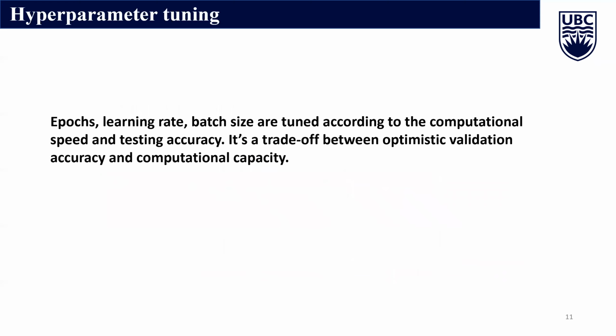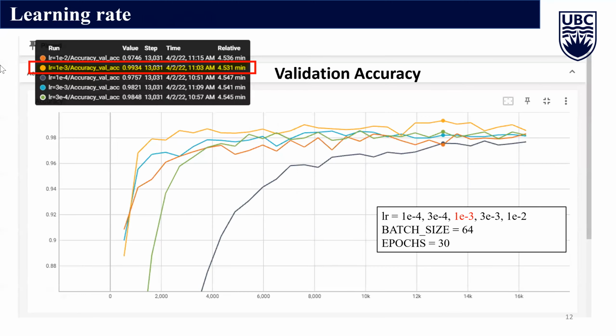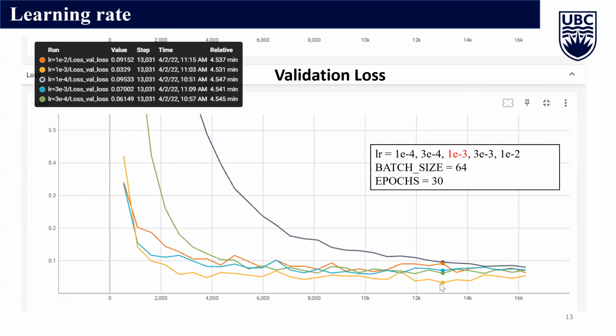Hyperparameter tuning. The epochs, learning rate, batch size, and so on are tuned according to the computational speed and testing accuracy. It's a trade-off between the optimistic validation accuracy and the computational capacity. From this graph, we can see that our final learning rate is e to the power of -3. With this learning rate, the performance of validation accuracy is pretty good, and also the validation loss is the lowest.